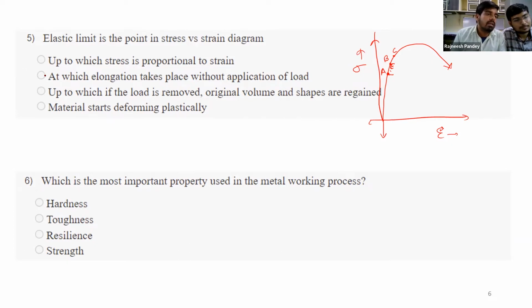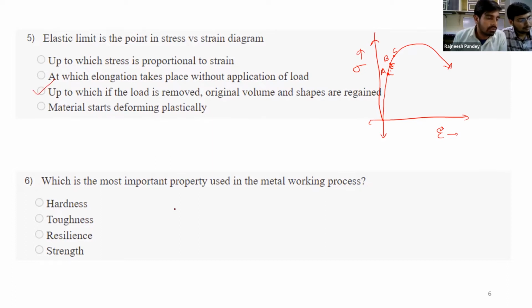Now the second statement, let's look into this. "At which elongation takes place without application of load" is incorrect. And the third statement is correct: up to which the load is removed, original volume and shape are regained. And the fourth option is "material starts deforming plastically." That is also incorrect because it's related to the yield point. So the correct option is nothing but the third statement.